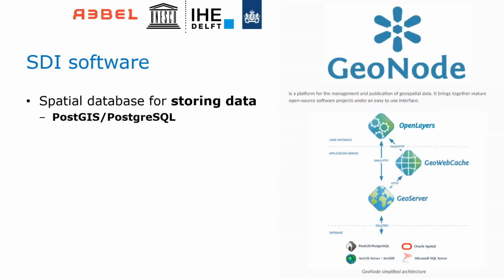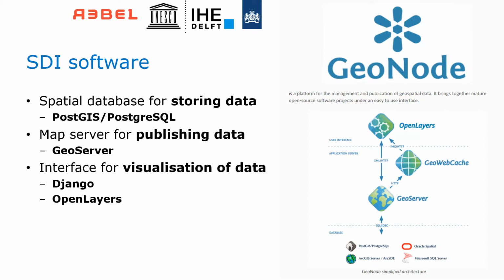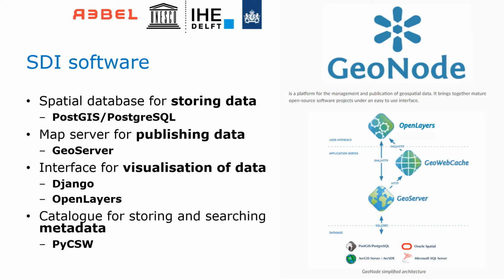SDIs consist of different software components. The data is stored in the spatial database, such as PostGIS, PostgreSQL. There's a map server for publishing the data, such as GeoServer. And for the interface for visualization of the data, we can use, for example, Django for content management and OpenLayers to serve the data layers. And there's a catalog with the search engine to look into the metadata provided with the data, for example, through PyCSW. The software components that are mentioned here are all open source, and they are used in GeoNode, which is a software stack for SDIs, and completely open source.